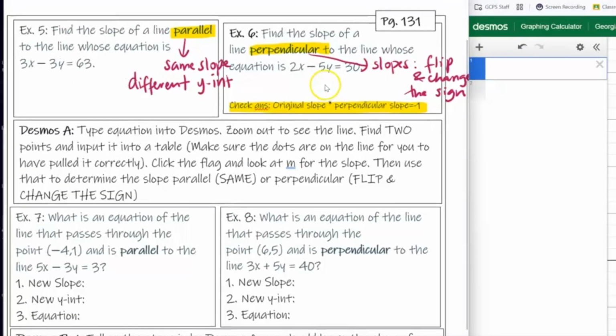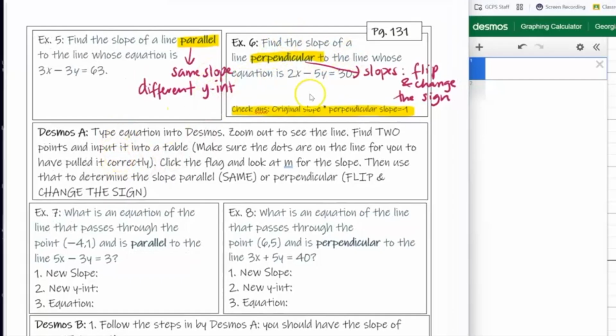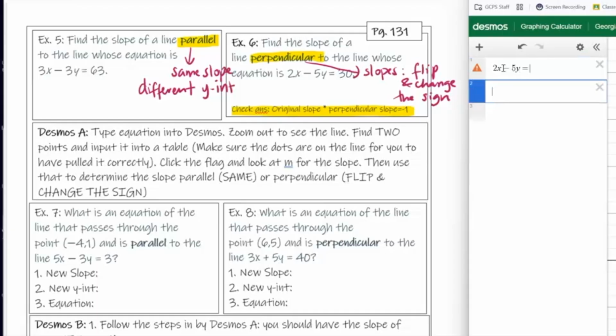So, okay, I'm going to read the instructions. I'm going to do my questions. You're going to do your question. You're looking for the same slope, different y-intercept. I'm looking for the slopes to flip and change the sign. So it says type in the equation into Desmos. Here's my equation. Type in yours. As I do my question, you're doing your question. So I have 2x minus 5y equals 30.